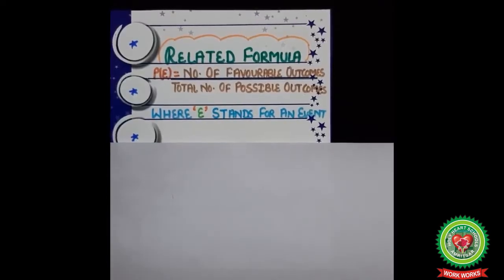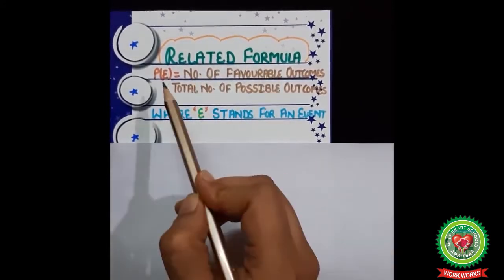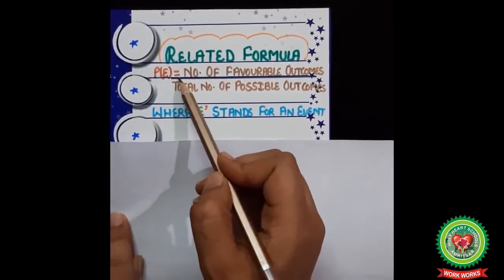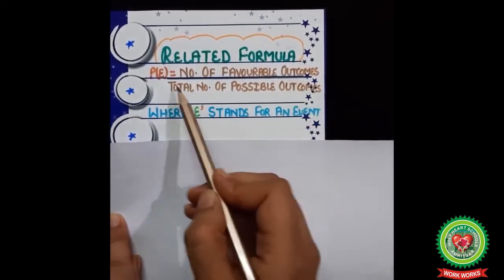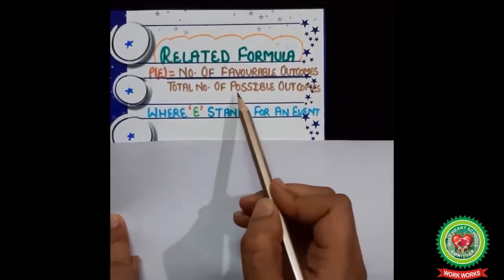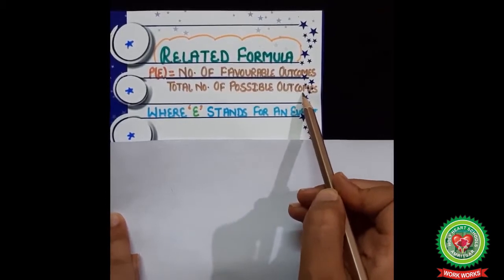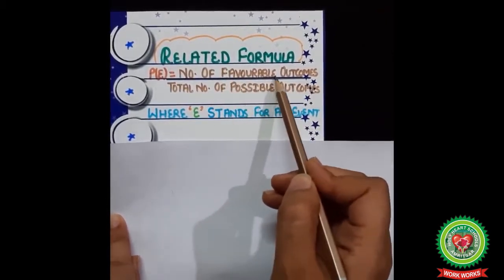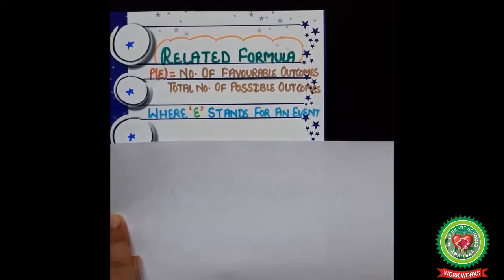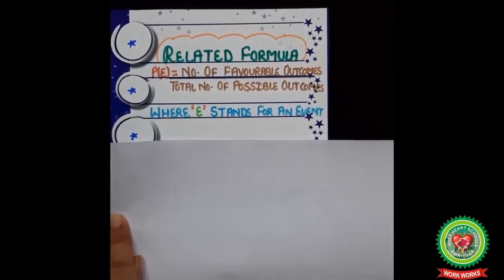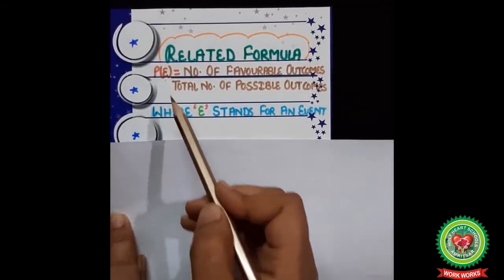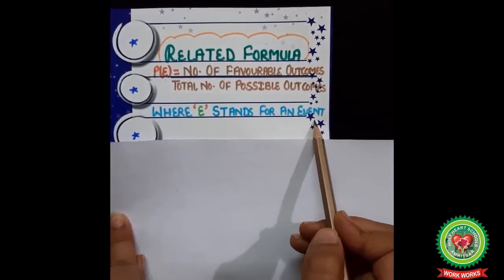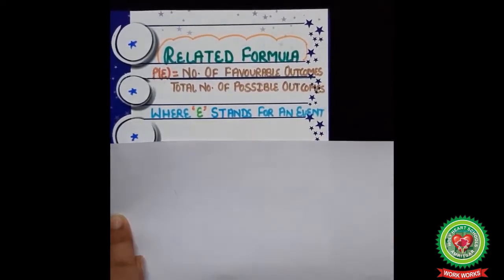Now students, let's have a look at the formula. So what is the related formula? Formula is P of E is equal to number of favorable outcomes upon total number of possible outcomes. Now, what are favorable outcomes? Favorable outcomes are the outcomes of interest. Now, what is the meaning of E? E stands for an event and P stands for probability.